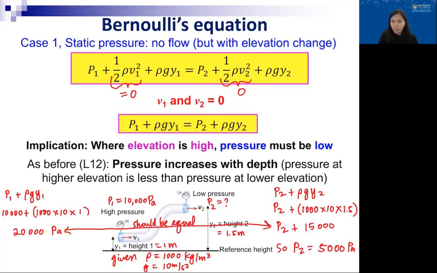Okay. Does that make sense? I think the key takeaway idea I just want to drive here is that where the elevation is high, the pressure must be low, and vice versa. If the elevation is low, then the pressure must be high, in order to keep both sides of this equation equal. If one thing increases, the other thing should decrease, so that overall nothing changes. Right?